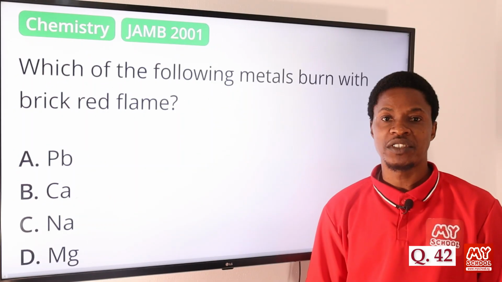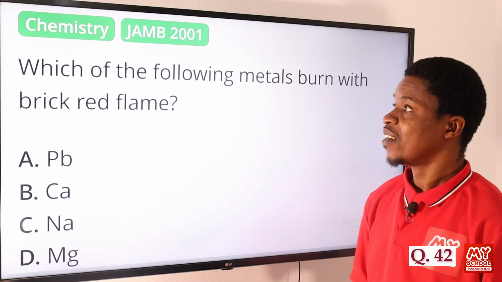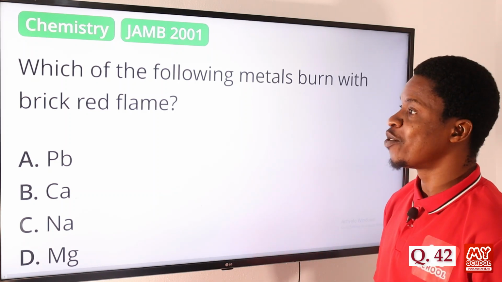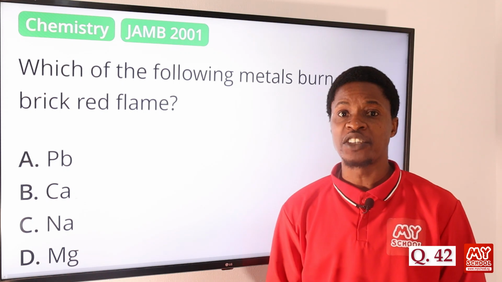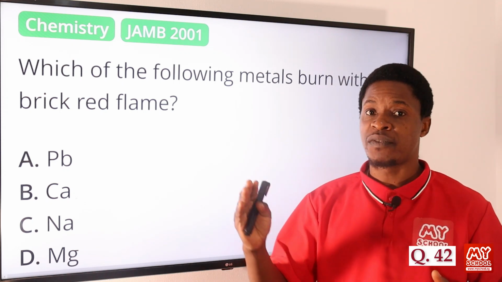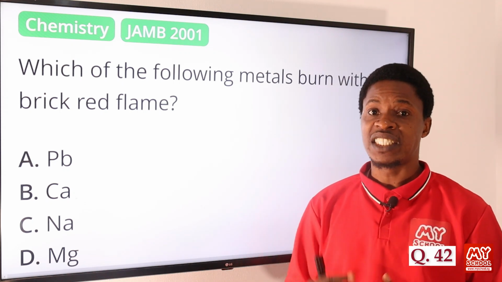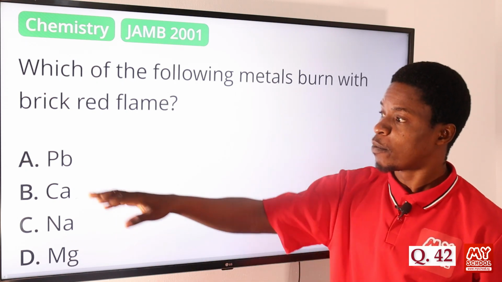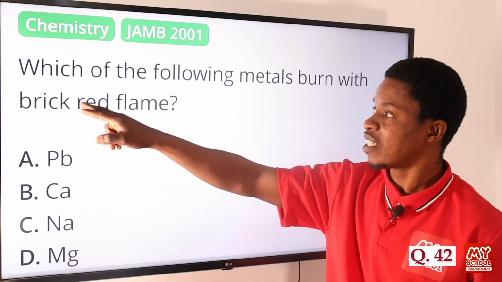Now let's move on to question number 42. Which of the following metals burn with brick red flame? When metals burn in flame, they produce different colors. That's how you can distinguish them. Option A, don't forget, brick red flame.